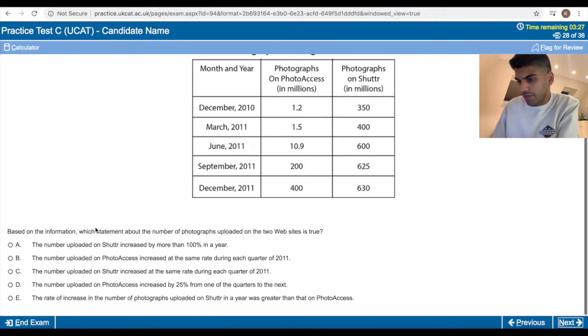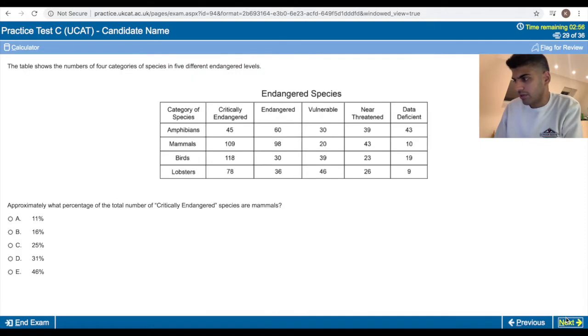So based on the information, which statement is untrue or true? Okay, so that's wrong, that didn't happen. Number of photo sites increased at the same rate. No, this is not the same rate. Increased at the same rate during each quarter, not the same rate, from one of the quarters to the next. Yes, it did from here. Increased by 25%. I haven't got time to look at the other one.